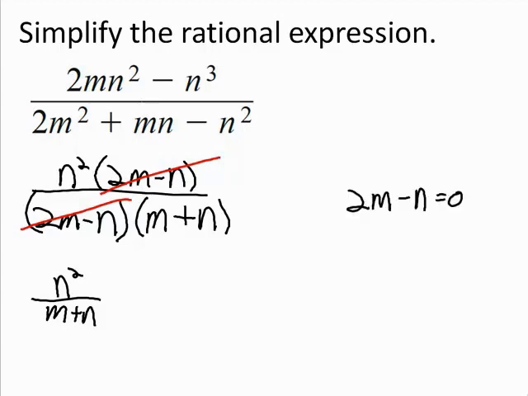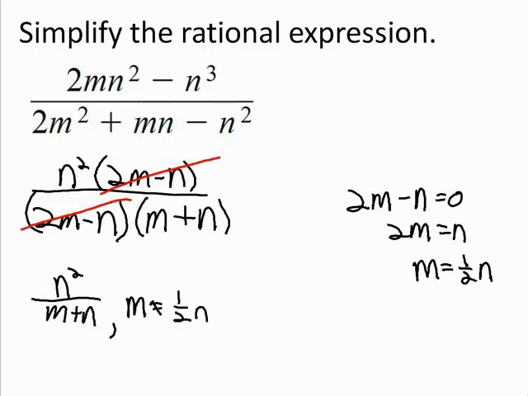2m minus n equals 0. Add n to each side. 2m equals n. Divide each side by 2. m equals 1/2 n. The simplified expression is n squared divided by m plus n, where m is not equal to 1/2 n.